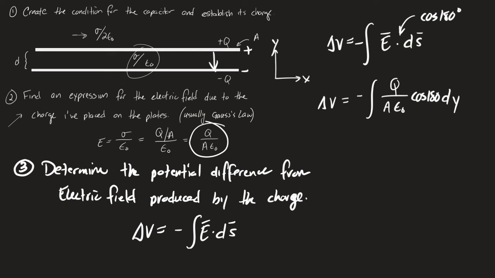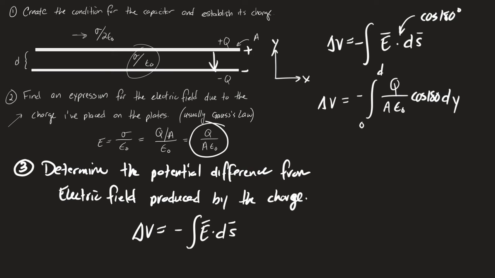And I'm going to set my limits. I'm going to start at the bottom plate and call that 0. That's my low potential. And I'm going to move to the top plate a distance d away. I said the plates are separated by a distance d. And this should give me the potential difference between the plates based on the electric field.